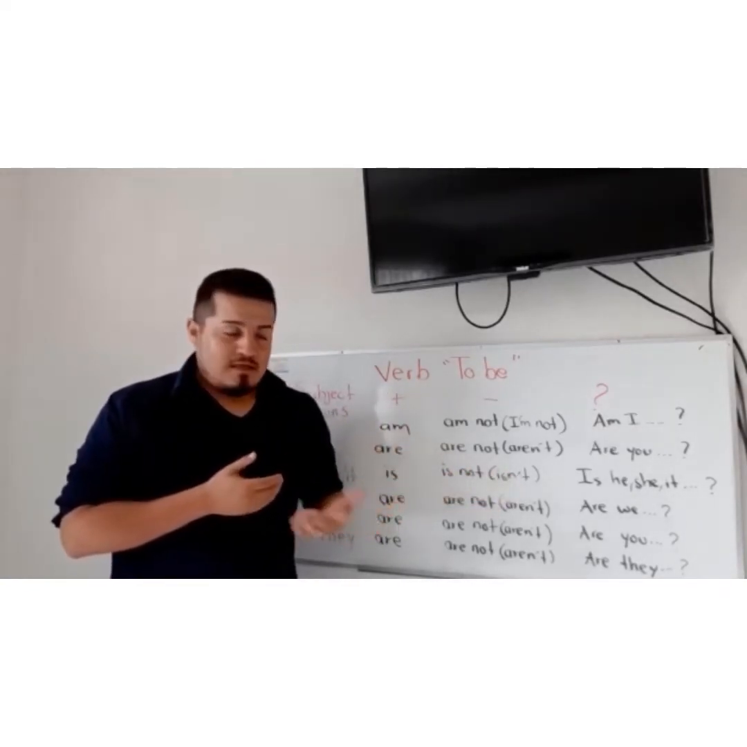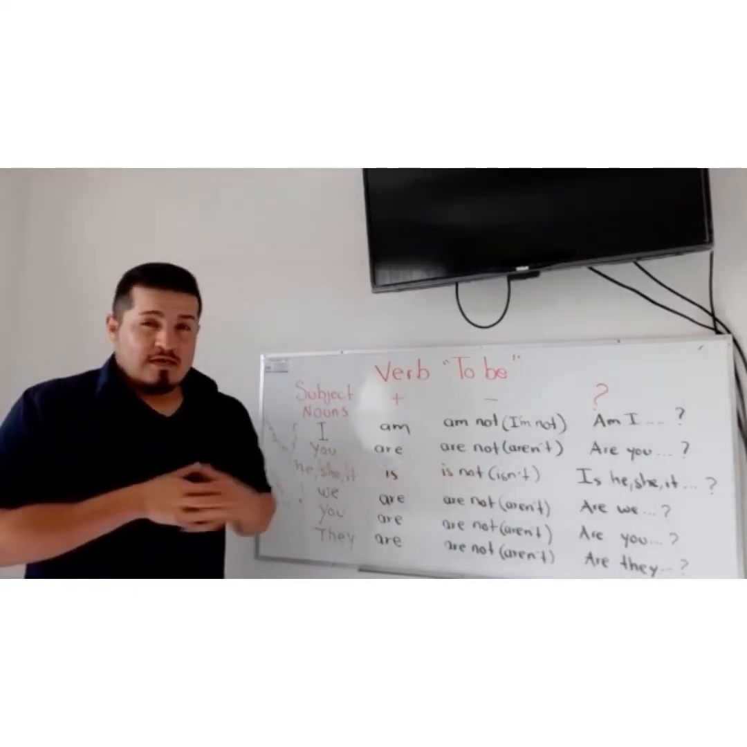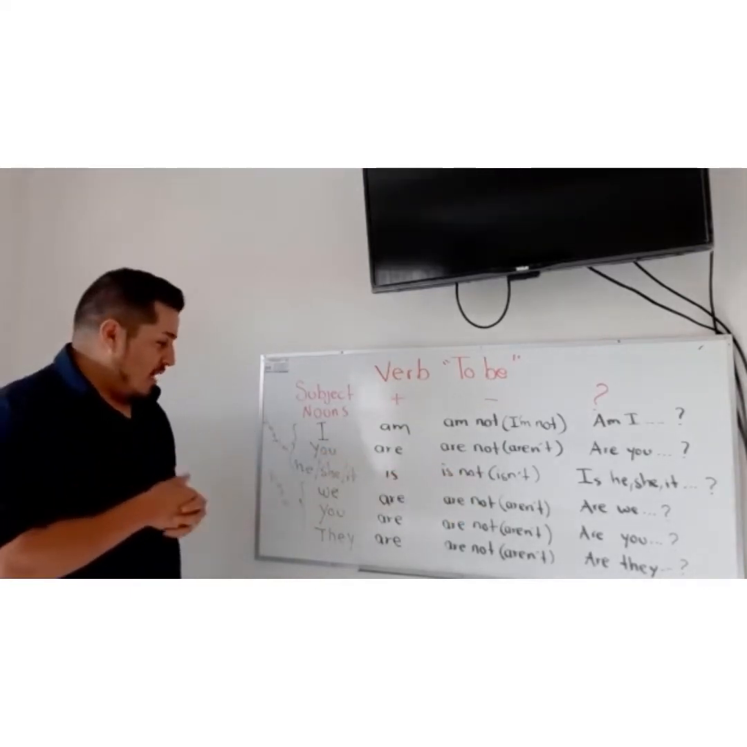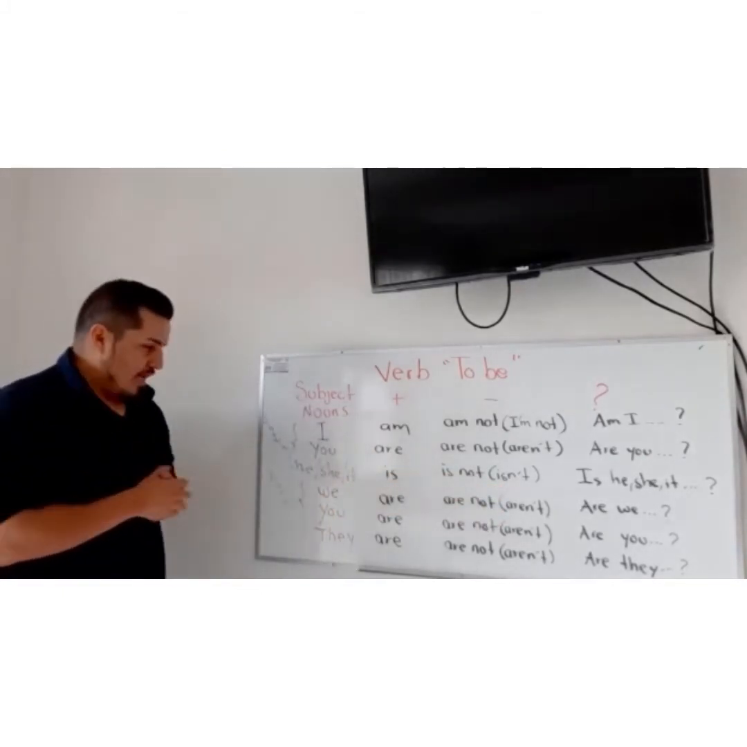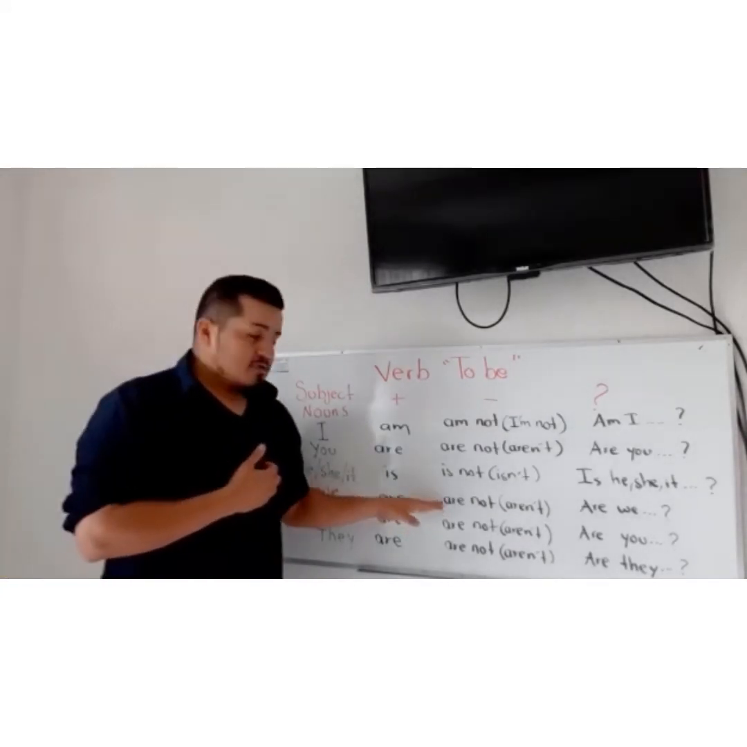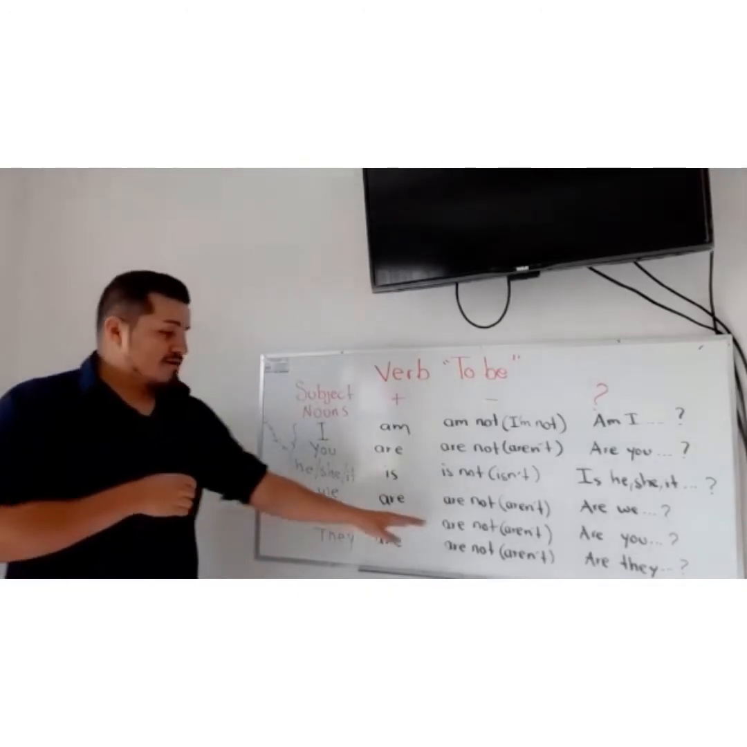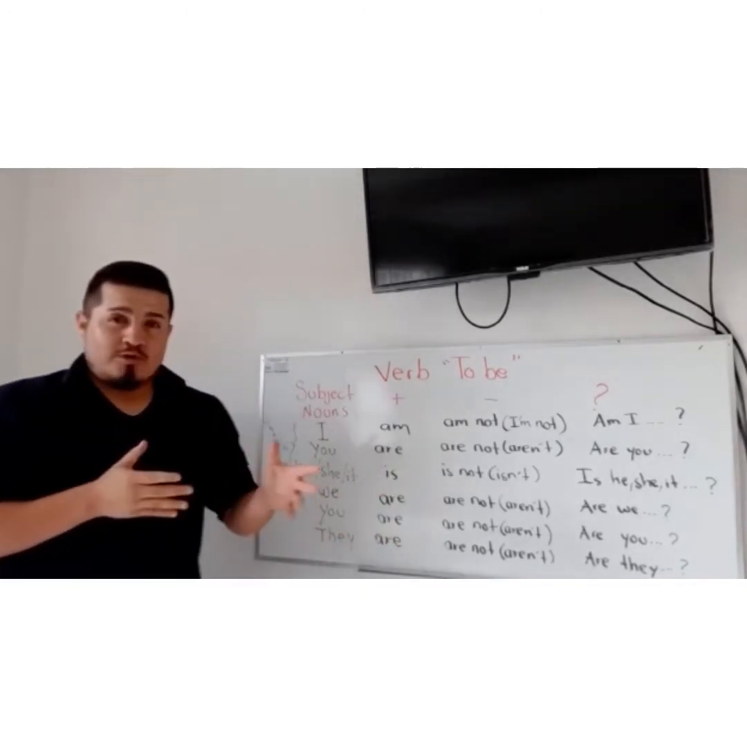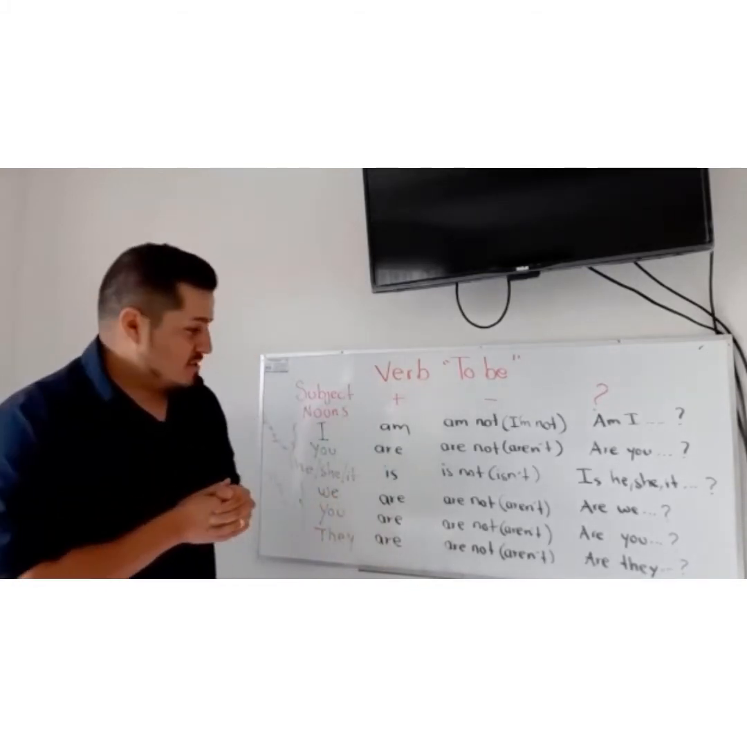He isn't. Él no está or él no es. She isn't. Ella no es or ella no está. It isn't. Eso no es or eso no está. Let's go with the plurals. We are not, nosotros no somos or nosotros no estamos. You are not, ustedes no son or ustedes no están. They are not, ellos no son and ellos no están.